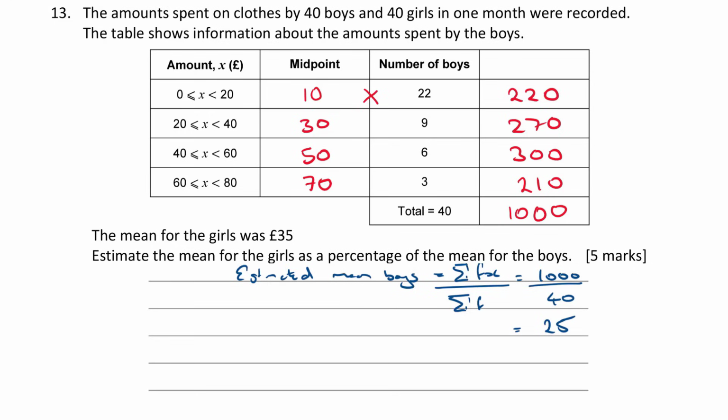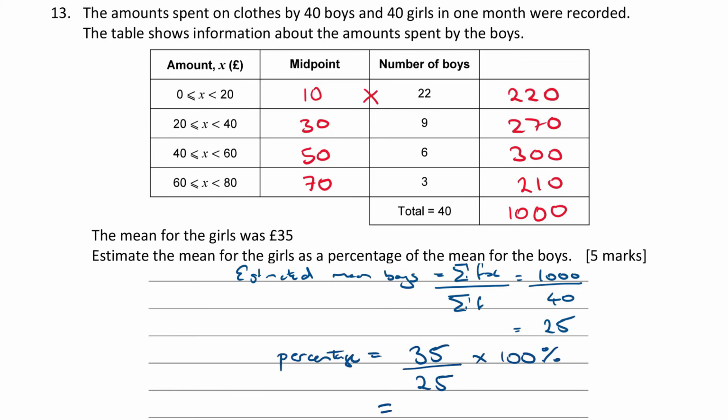The mean for the girls was 35. Estimate the mean for the girls as a percentage of the mean for the boys. If you're expressing one number as a percentage of the other, then the number you are talking about first is the top number, and the number you're talking about second is the bottom number. So the percentage is going to be the mean for the girls, 35, divided by the mean for the boys, 25, and we have to turn that into a percentage. 35 divided by 25 gives me 1.4, and times 100 is 140%.